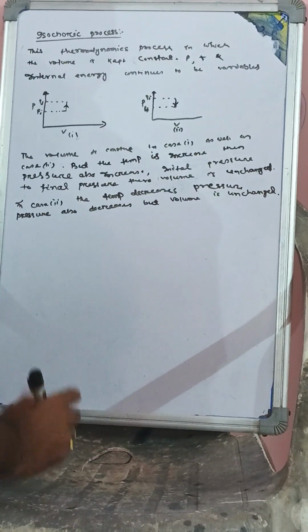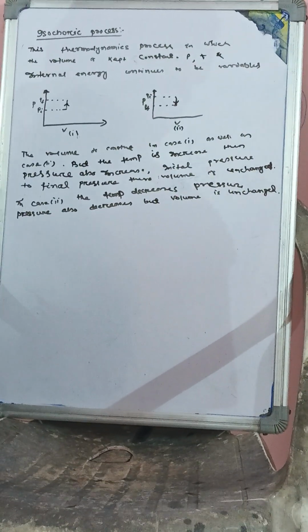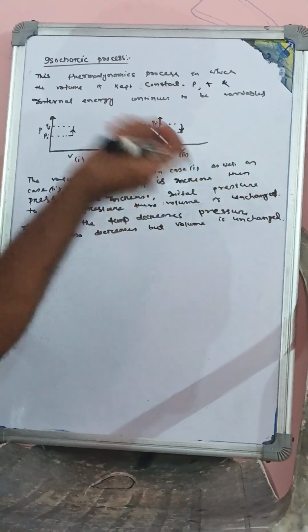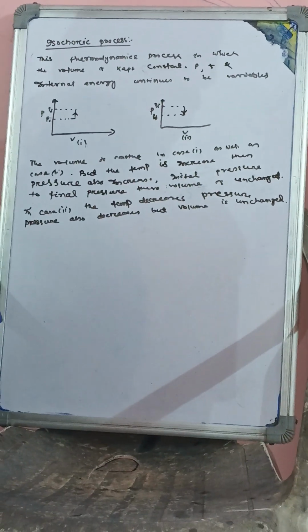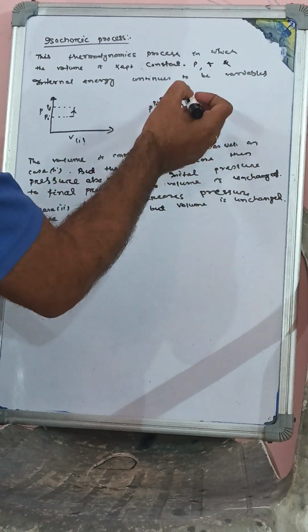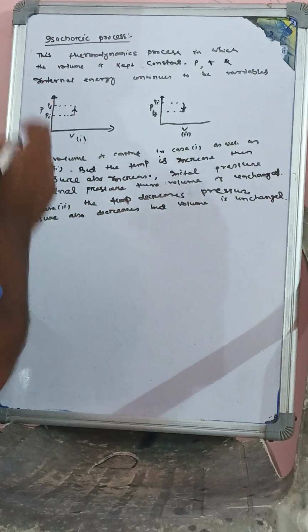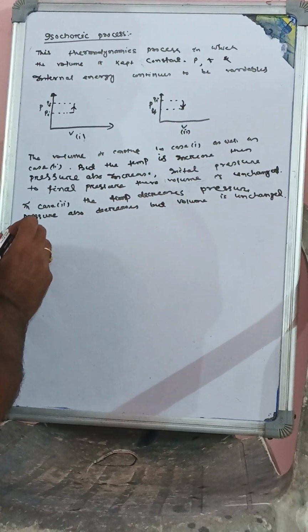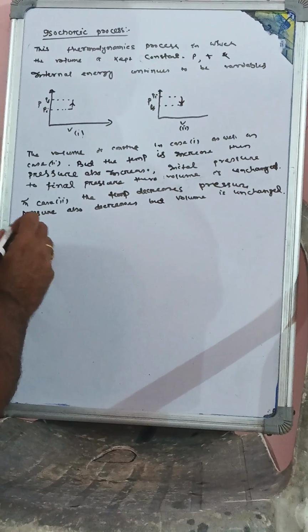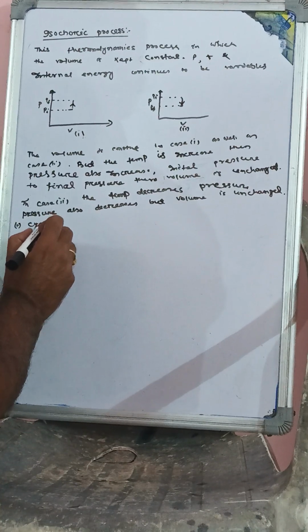Okay, this is the isobaric process. In the isobaric process, only pressure is constant and the other variables are variables, that is the internal energy, volume and temperature. Then the cyclic process.